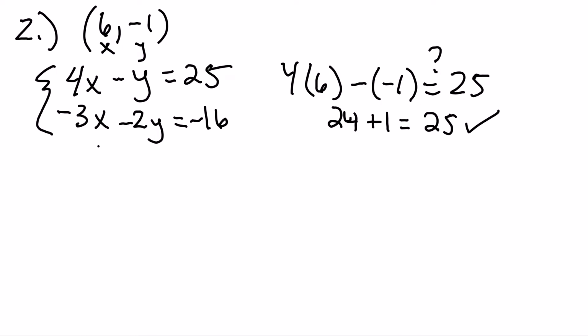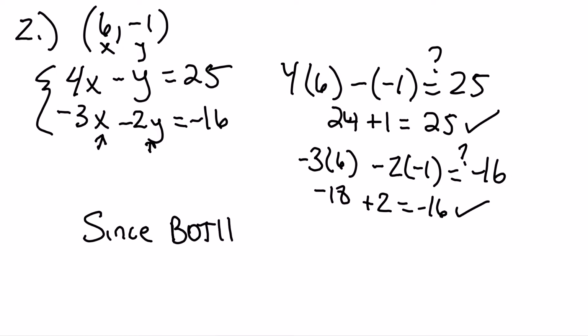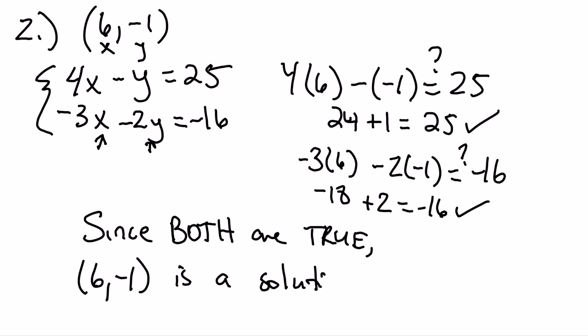Now I have to check the bottom one. I'm going to plug in 6 for x, -1 for y. -3 times 6 minus 2 times -1. Does that equal -16? Remember, I don't know if that's true. -18 plus 2, does that equal -16? It's true. So do yourself a favor and actually explain your answer. Say, since, remember I want a complete sentence, since both are true, 6, -1 is a solution.